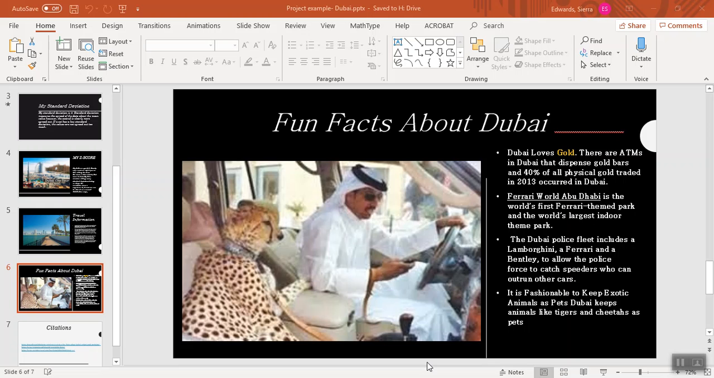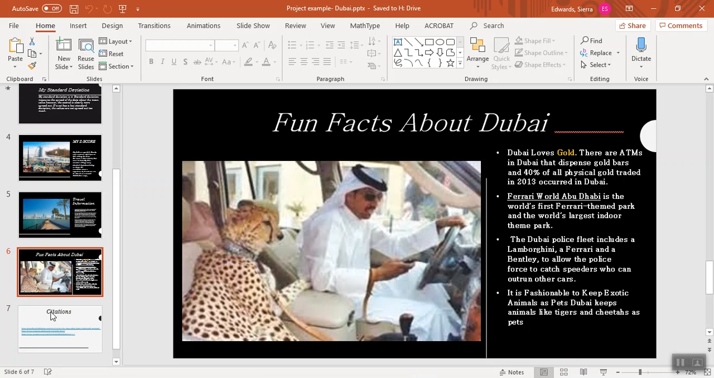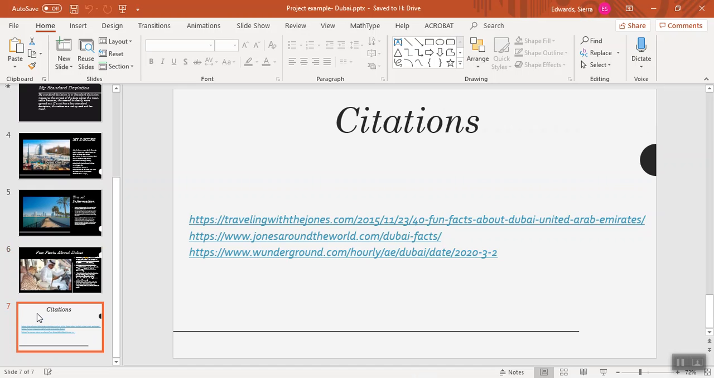because remember, the project was based on a travel brochure. If someone was wanting to go to Dubai, I feel like this project from start to finish tells me everything: what the weather is like, how I should pack, what I can do. In conclusion, she ended with the citations. This is important so I can go back and look at your references.